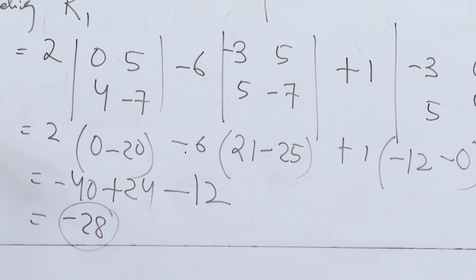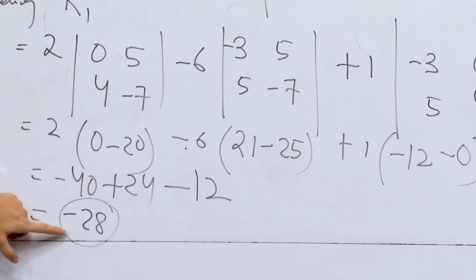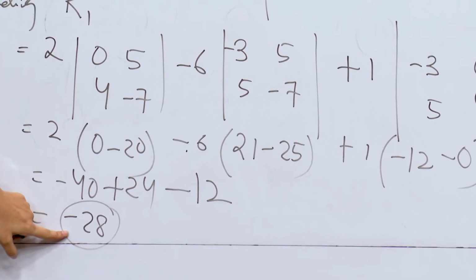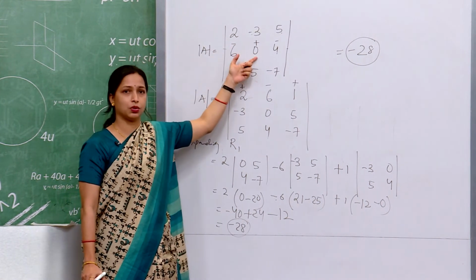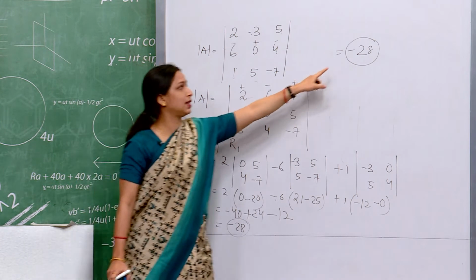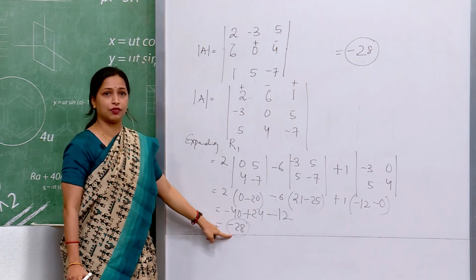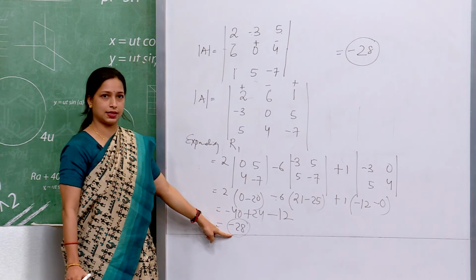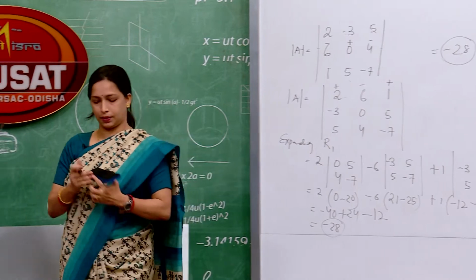So if it is order 2 determinant or order 3 determinant, the property remains true that if we interchange the rows into columns or the columns into rows, the value will remain the same. So earlier also we found out the value was minus 28. So here also after interchanging the value remains the same, right. So hence we proved property 1. Now, let us go to the next property.